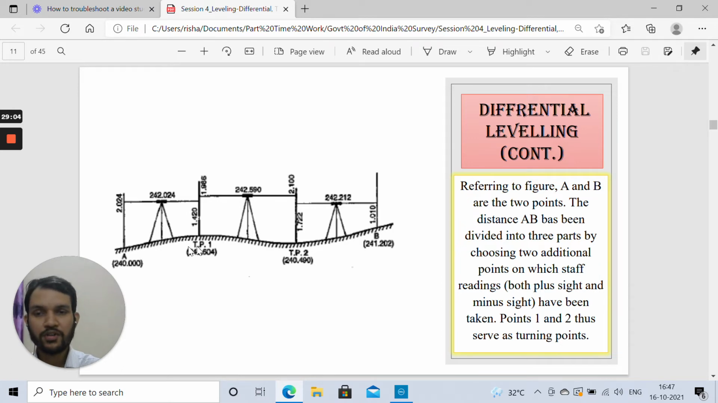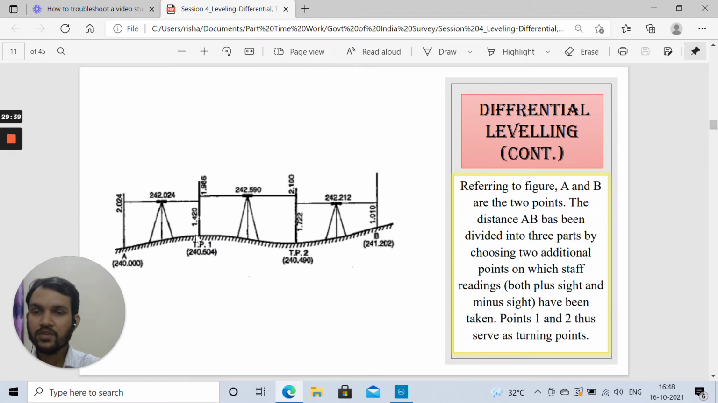Suppose we want the elevation of this station TP1. Now this leveling staff will be moved from this place to this place, and the reading on this leveling staff is 1.420. Once the reading of 1.420 is read, this elevation was known to us as 242.024. From this 242.024, we decrease the value of 1.420 to come to this point. So 242.024 minus 1.420 will give us the value of 240.504.